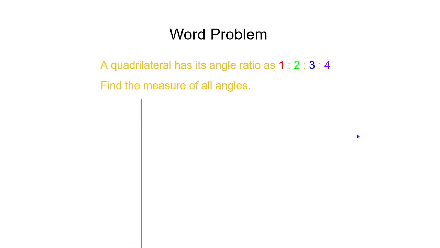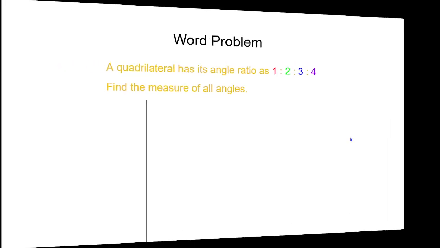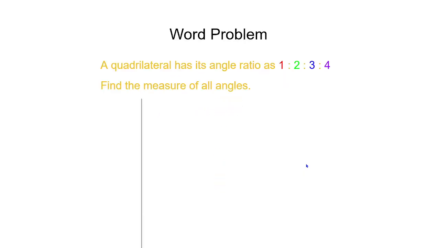Lastly, let's just get a real example. A quadrilateral has its angle ratio as 1 to 2 to 3 to 4. Find the measure of all angles. Now, since it's a ratio, they all have the same common multiple. So we got 1b plus 2b plus 3b plus 4b.